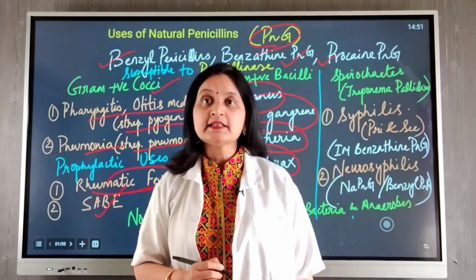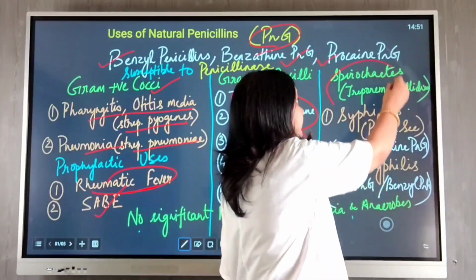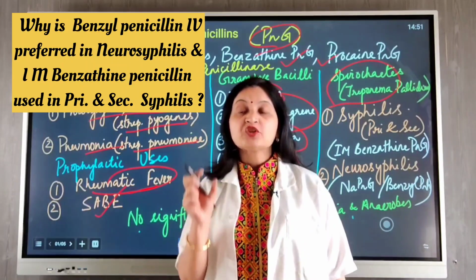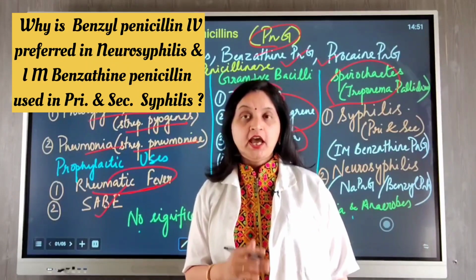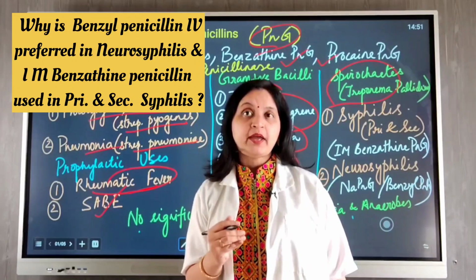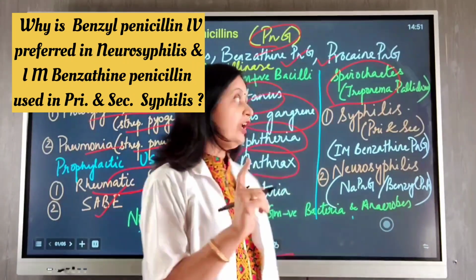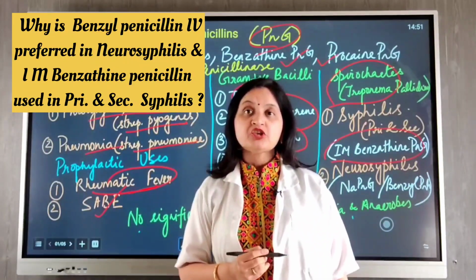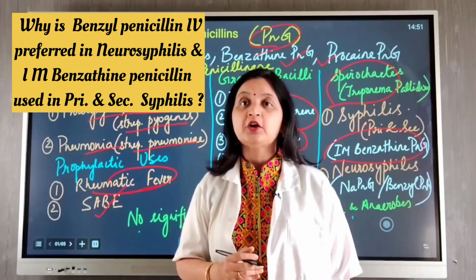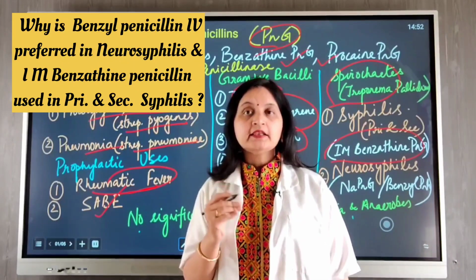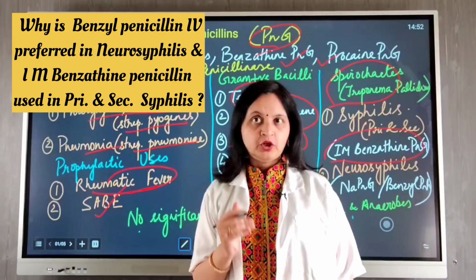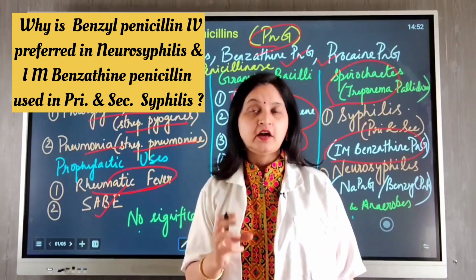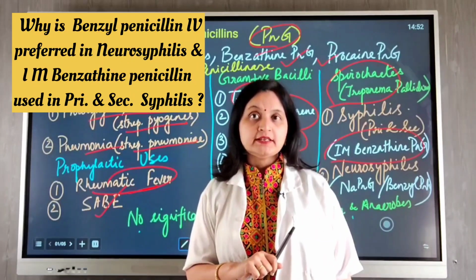Penicillin G also has excellent activity against Treponema pallidum, the causative agent for syphilis. So syphilis is caused by Treponema pallidum, which is highly sensitive to penicillin G. In the early stages of syphilis, that is primary and secondary syphilis, a single intramuscular dose of benzathine penicillin maintains sufficient concentration in the plasma for an extended period of nearly 3 weeks, and this ensures complete eradication of Treponema pallidum. However, in neurosyphilis, where there is involvement of the central nervous system, CSF penetration is critical.